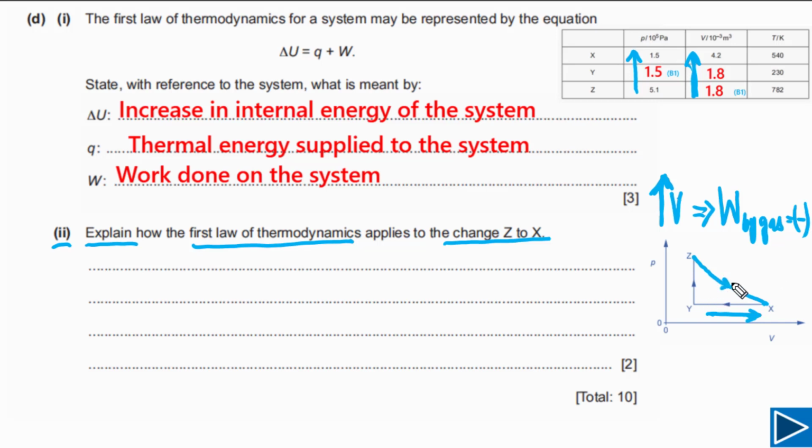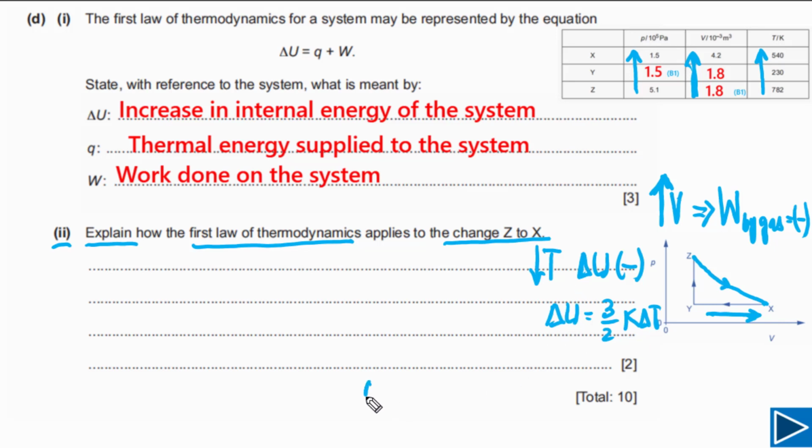Now let's look at temperature. If we go from Z to X, you can see the temperature is decreasing. So if temperature decreases, it means delta U is negative, the change in internal energy is negative, because delta U is equal to 3 by 2 k times delta T. If delta T is negative, it means delta U is negative.